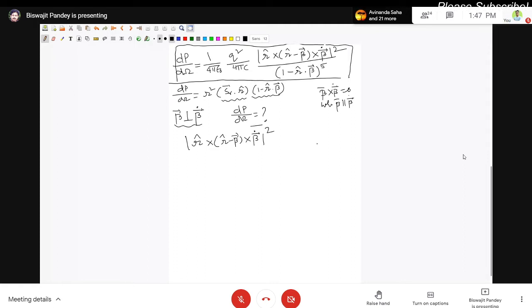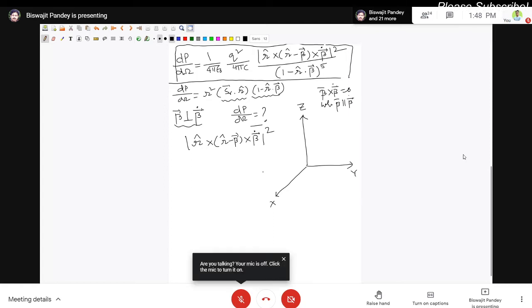Let us draw a picture first. We want to visualize the direction of beta dot, and so on. So let us choose a coordinate system, a simple Cartesian coordinate system, where I choose this to be x, this to be y, and this to be z. Now imagine a charged particle which is moving in a circular path, and the circle is lying on the xz plane.